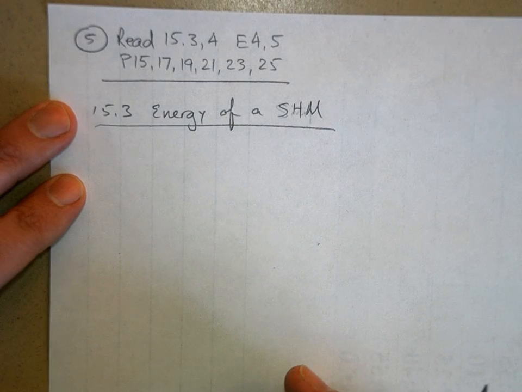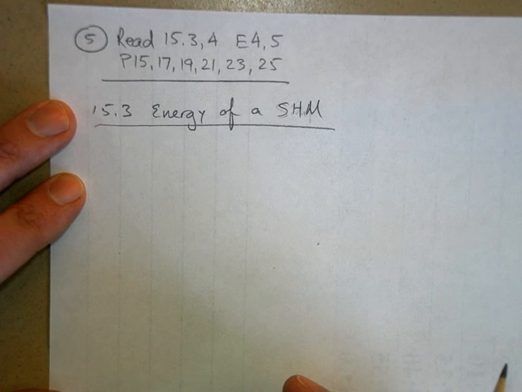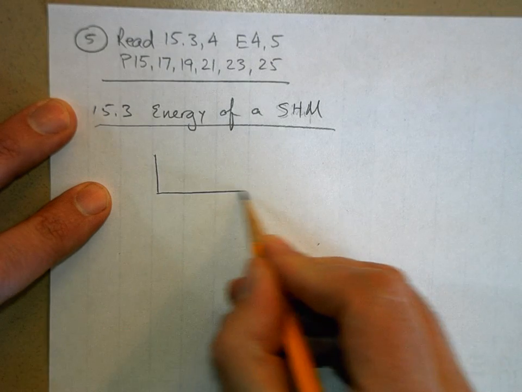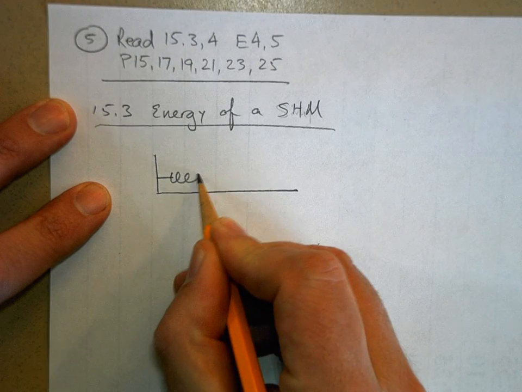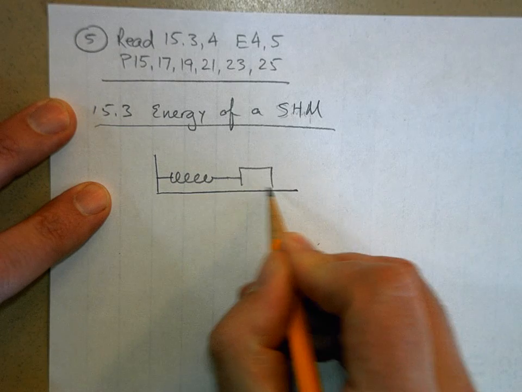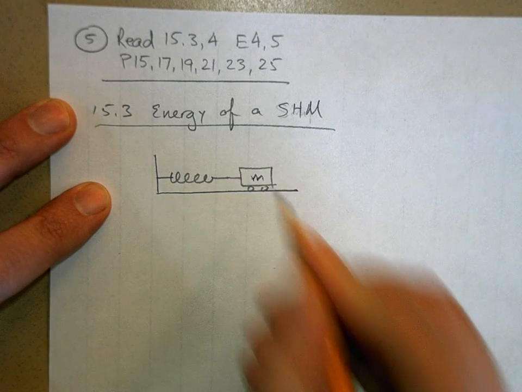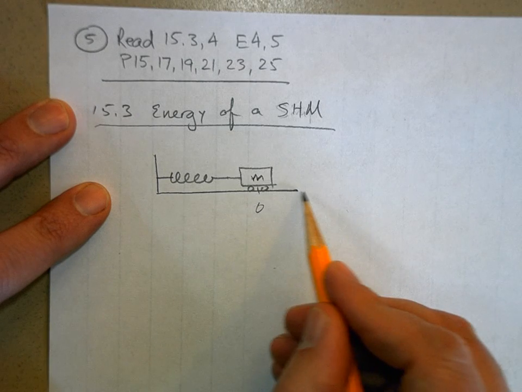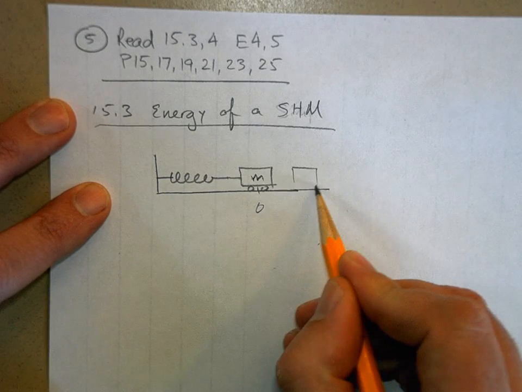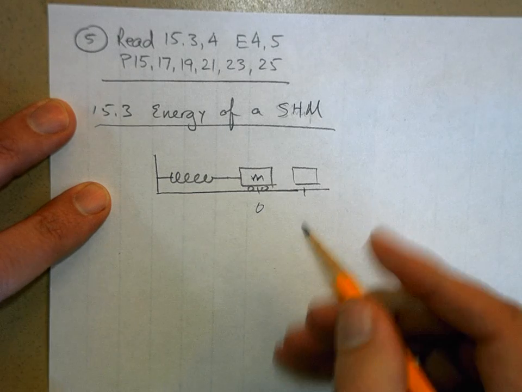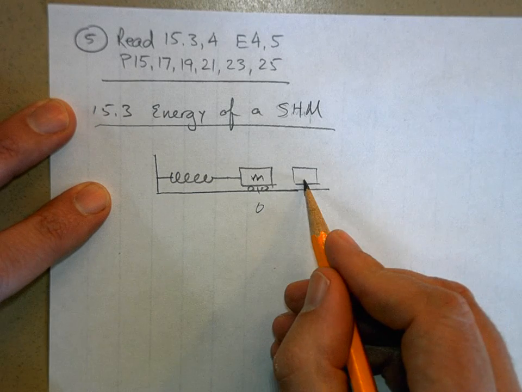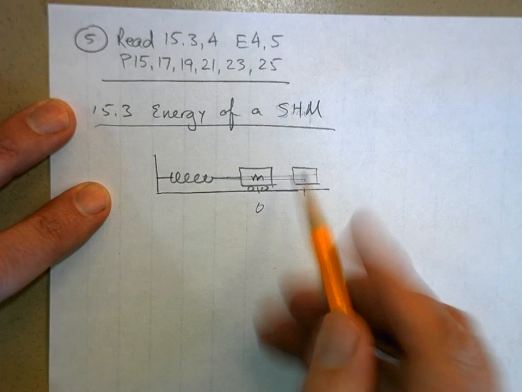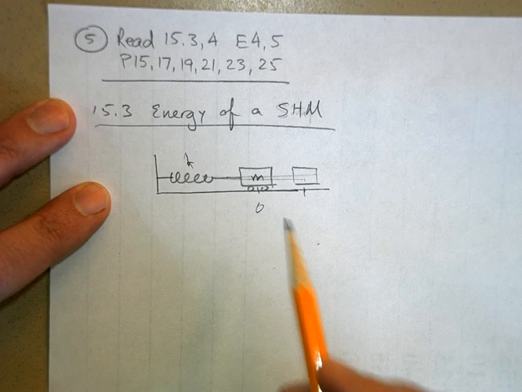Because last time we described the motion, right? So just to review, here's our mass spring system. Put this on wheels. There's no friction in the system at all. And here's the equilibrium position. And if we pull this thing out to a certain amplitude, this thing is going to oscillate back and forth once I release it.